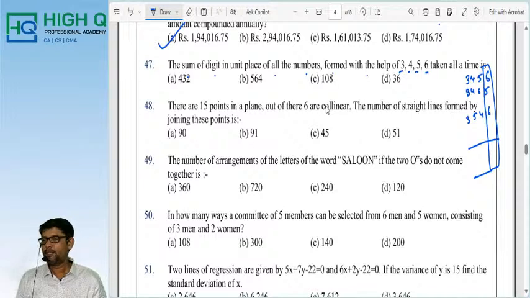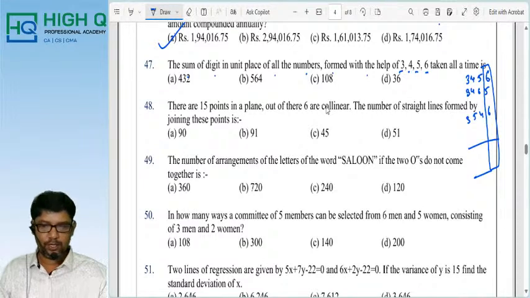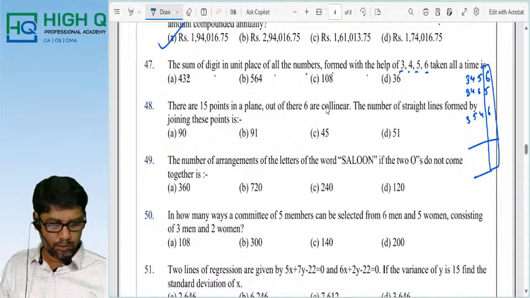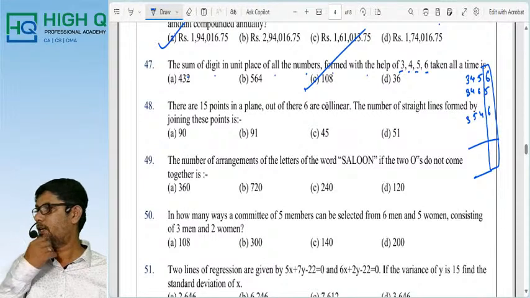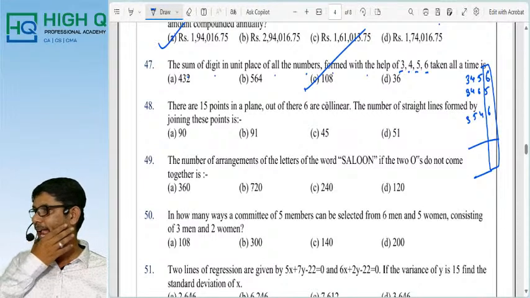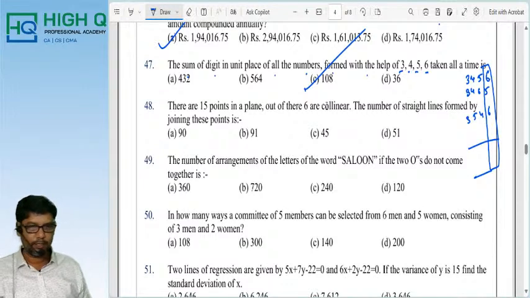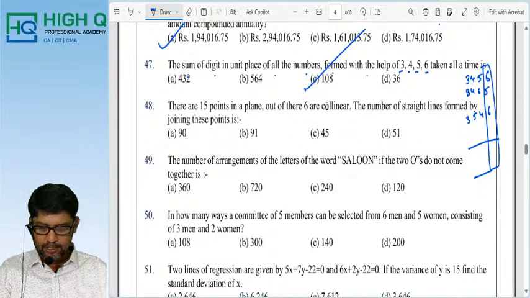108 is coming. 6 sixes are 36. 6 fives are 30. 66. And 6 fours are 24. 90. And 6 threes are 18. 108. 108 is the right answer. I want to know how Apurva got 432. How Akshay got 432. I'm getting 108 only. Yes.